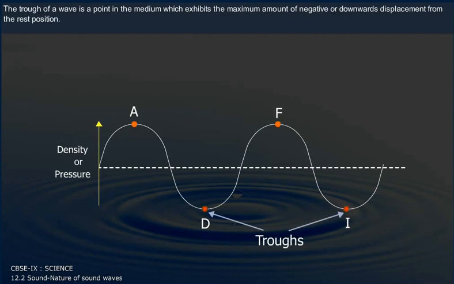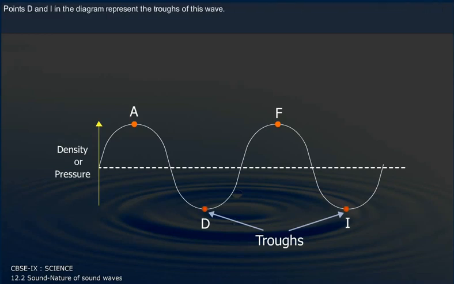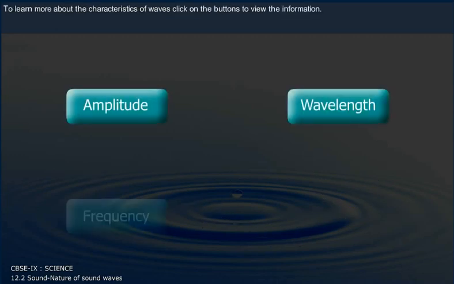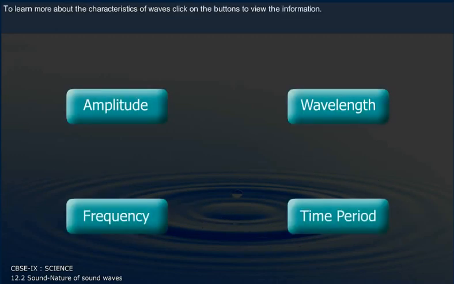The trough of a wave is the point on the medium which exhibits the maximum amount of negative or downwards displacement from the rest position. Points D and I on the diagram represent the troughs of this wave. To learn more about the characteristics of waves, click on the buttons to view information.